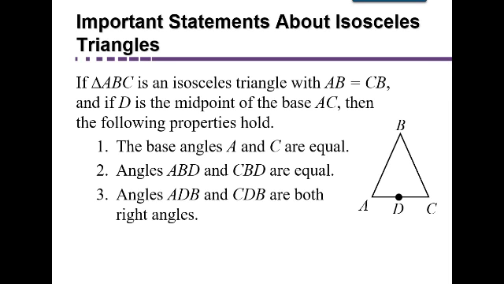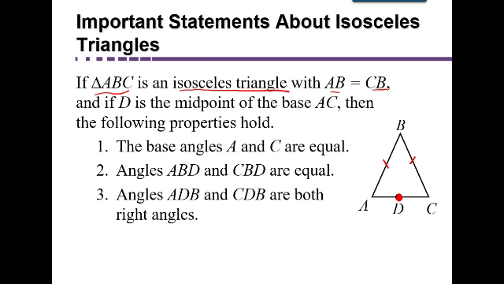Another important set of facts that you might be asked to keep in the back of your mind and answer questions about has to do with isosceles triangles. Remember, isosceles triangles are triangles where 2 sides are equal. In this case, we're told if triangle ABC is an isosceles triangle with AB equal to CB, so these are the 2 equal sides, and if D happens to be the midpoint of the base AC, so D is halfway between A and C, in other words, then the following properties hold.